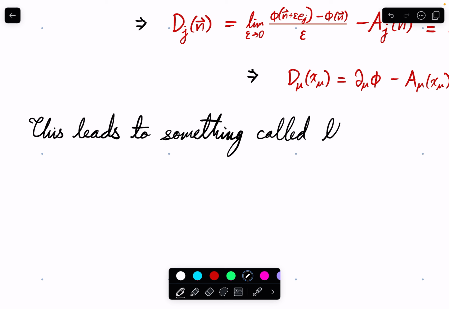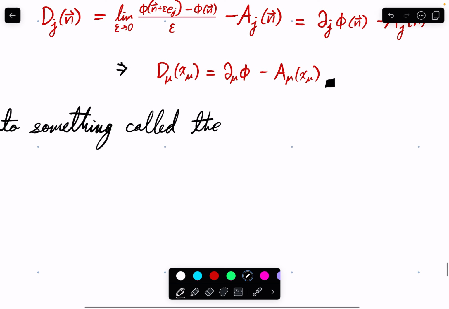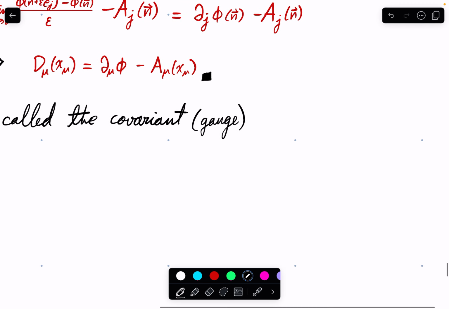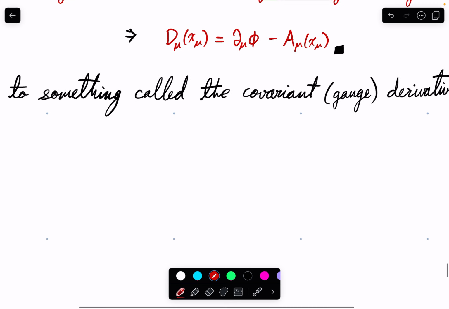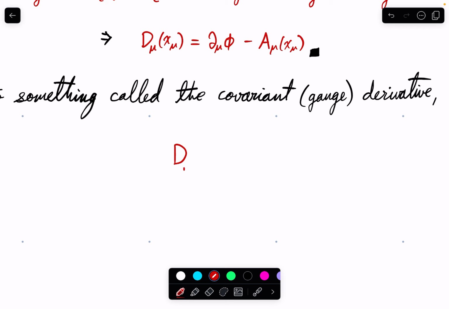This leads to something called the covariant derivative. You can sometimes call it the covariant gauge derivative, but generally just say covariant derivative, where d mu, which depends on some position, is equal to just the partial minus the a mu x mu.